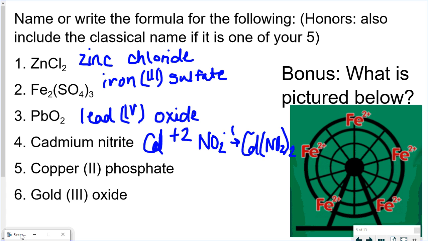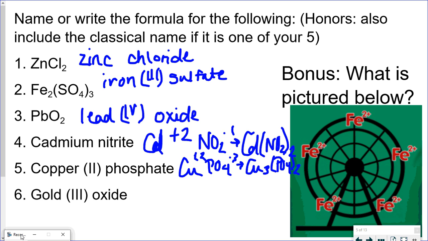Looking at number 5, we have copper 2 phosphate. So remember, copper is Cu. It tells us it has a +2 charge. Phosphate is PO4 with a -3 charge. So whenever we crisscross, we're going to get Cu3(PO4)2. And copper is one of the classical ones you need to know if you're in honors. Copper 2 is the higher charge, so that would be cupric phosphate.